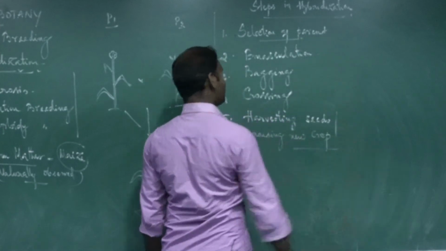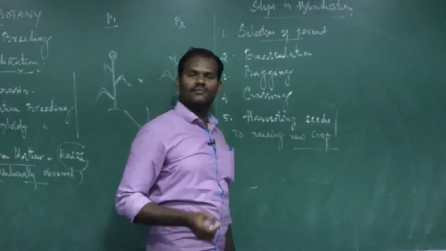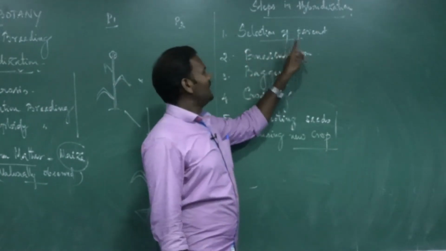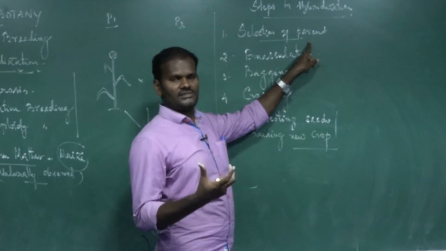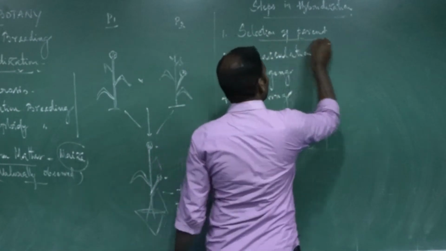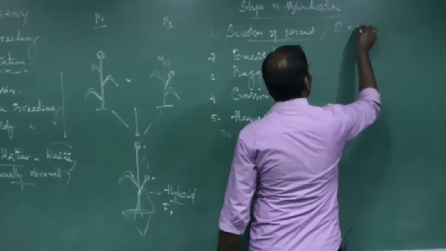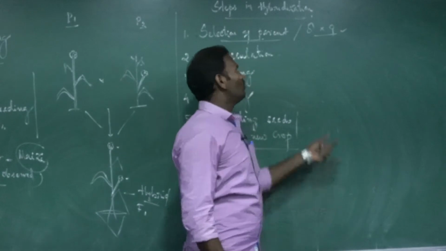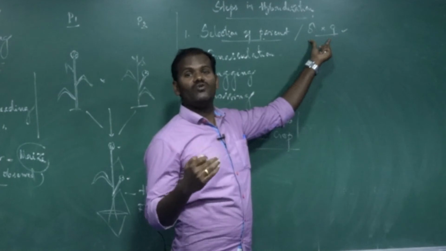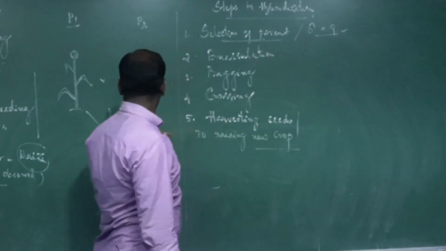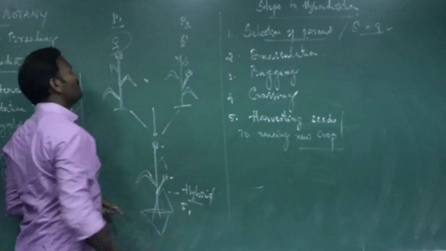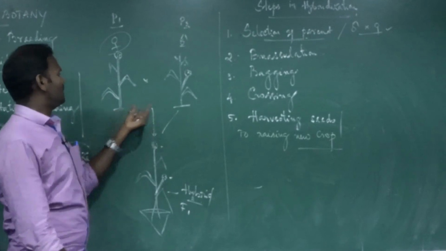What is selection? To select the male and female plants with the desirable characters. Selection is better because such plants possess desirable characters, so we have to select them. The male and female plants selected are those tested for homozygosity. What do you mean by homozygosity? For example, this is the female plant and this is the male plant. Both are tested for homozygosity. These are pure homozygous plants.